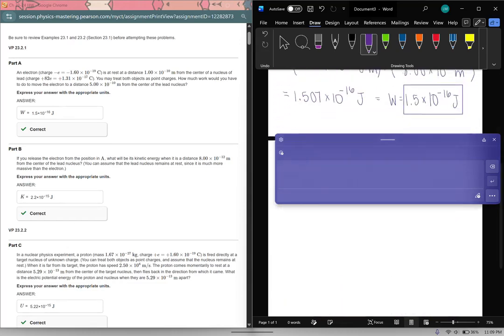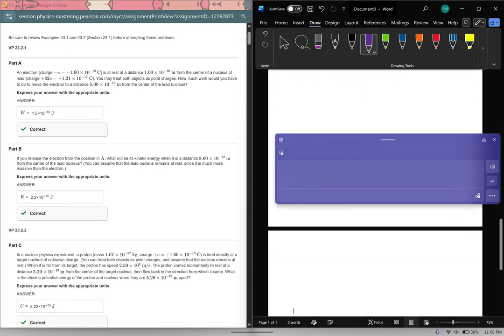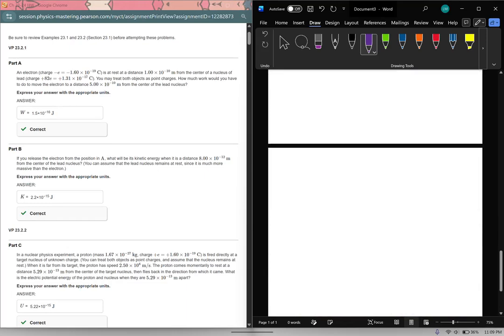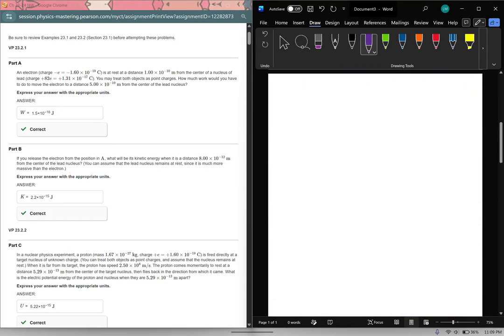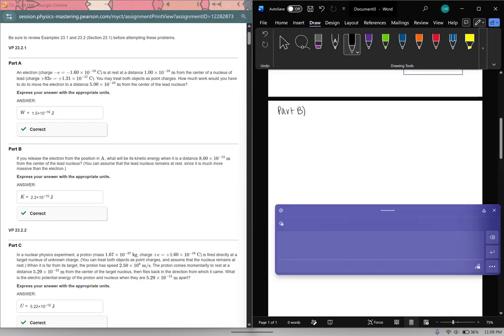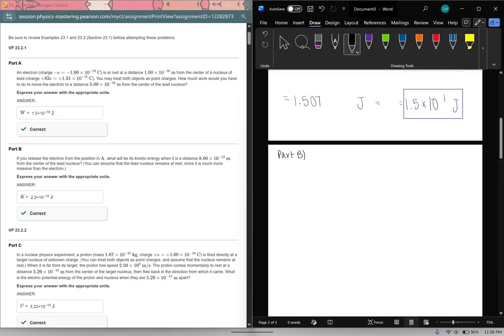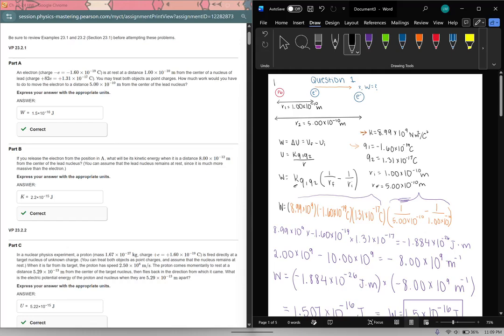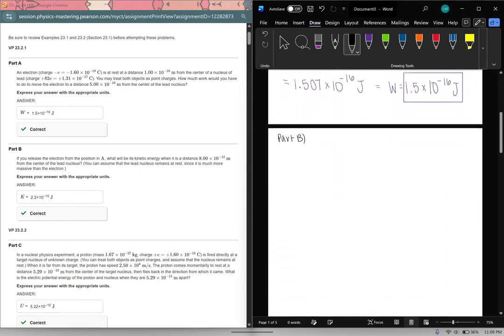Now I'm going to just add a few pages. Okay. Now let's do part B. I hope I labeled the first one. Hold on. Oh, I didn't. Part A. And then this is part B.